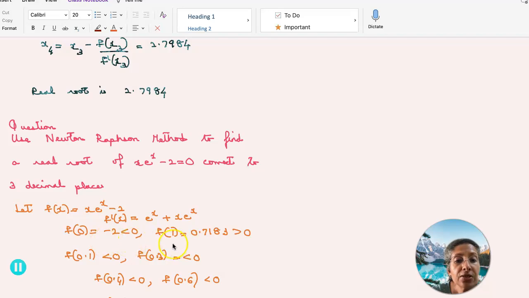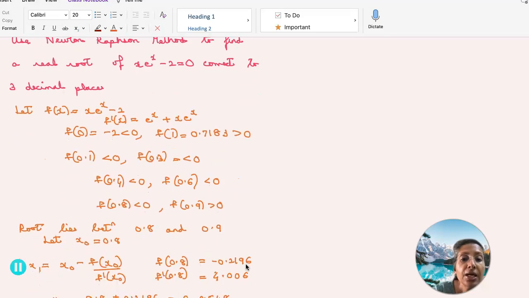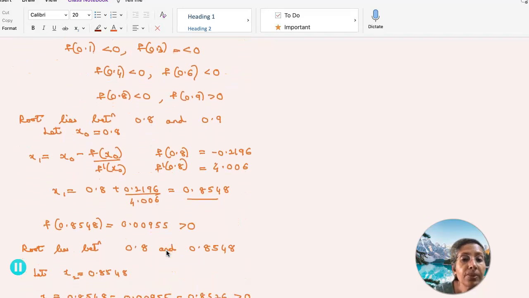F of 0 is negative, f of 1 is positive. Again, between 0 and 1, if I take f of 0.1, it's negative, f of 0.3 is negative, f of 0.4 is negative, f of 0.6 is negative, f of 0.8 is negative, but f of 0.9 is greater than 0. So we say that the root lies between 0.8 and 0.9, and we take let x0 is 0.8. So again we write x1 is x0 minus f of x0 by f dash x0. You can substitute the values using the calculator. So you get x1 is 0.8548.